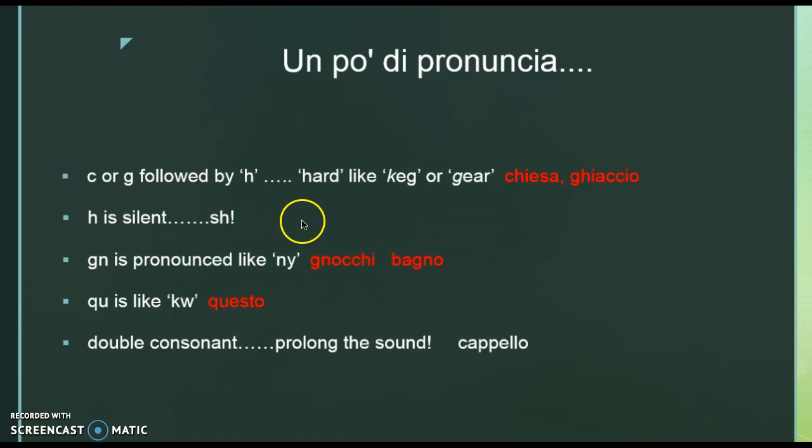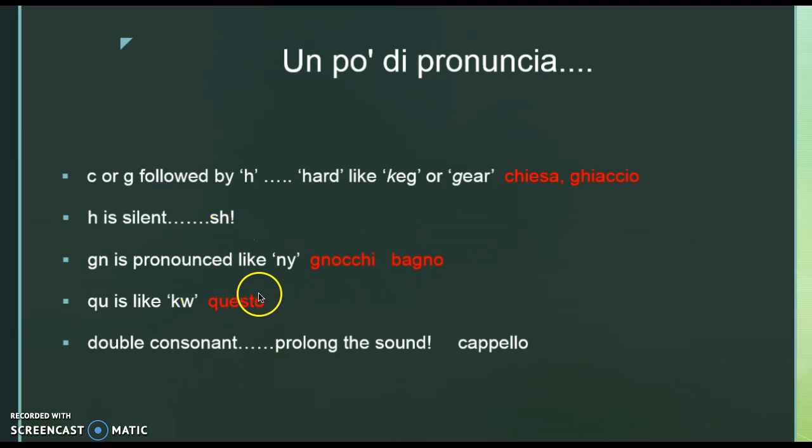C or G followed by H gives a hard sound, as in keg or gear. Chiesa, ghiaccio. So CH in Italiano sounds like a K. It's a bit tricky, the opposite to English. H is always silent in Italian.